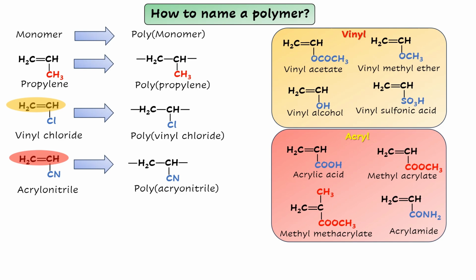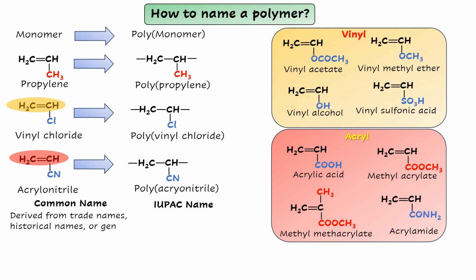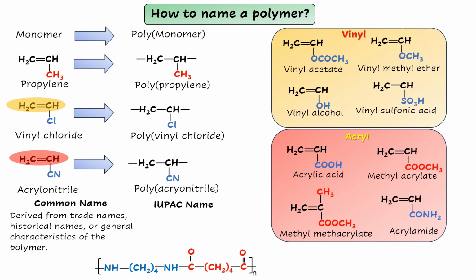Keep in mind, these are examples of polymers known by their common names. Actually, there are two methods for naming the polymer: common name method and IUPAC method. Common names are simpler and often derived from the trade name, historical names, or general characteristics of the polymer. For example, nylon 66, as it is made up of 6 carbon containing diamine and dicarboxylic acid. On the other hand, IUPAC names stick to a systematic and standardized nomenclature defined by the International Union of Pure and Applied Chemistry, providing precise representation of the structure of polymer.